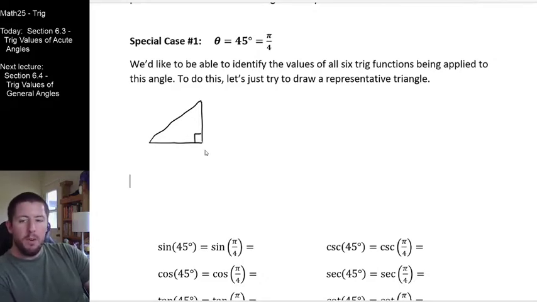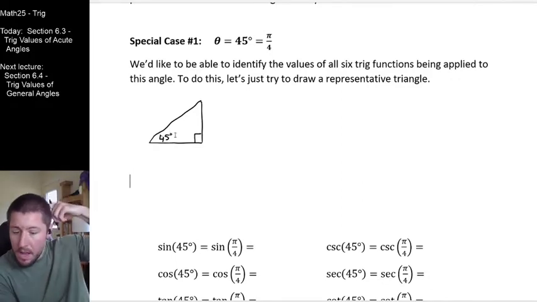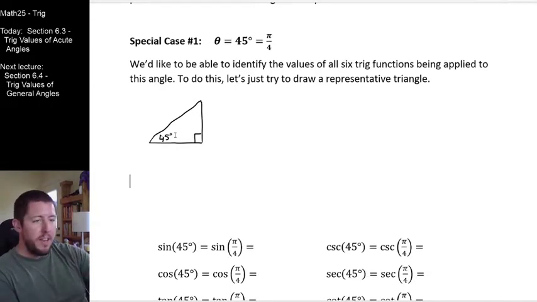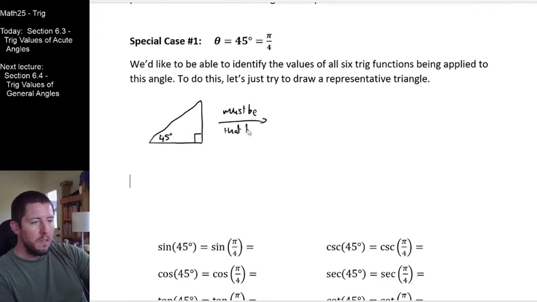So here's my 45-degree angle right here. I'm going to drop in that 45 degrees right there. Right. So my first question to you is, if that angle is 45 degrees, it must be that the other is also 45 degrees. Right, so that's going to lead me to draw my second triangle.